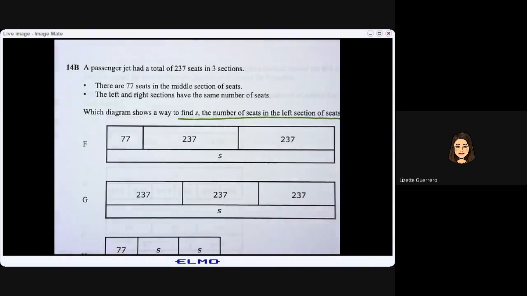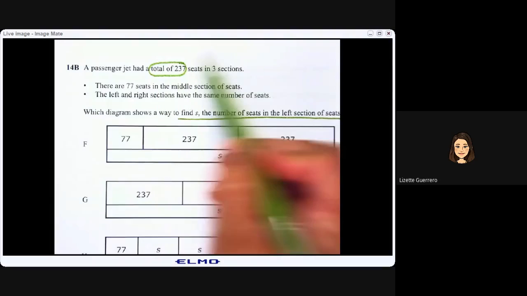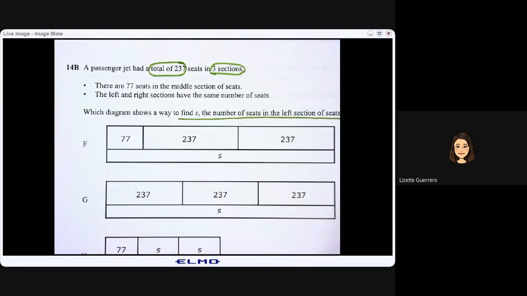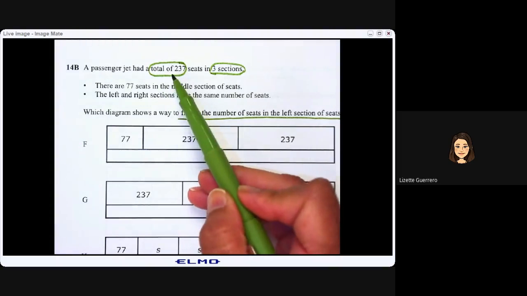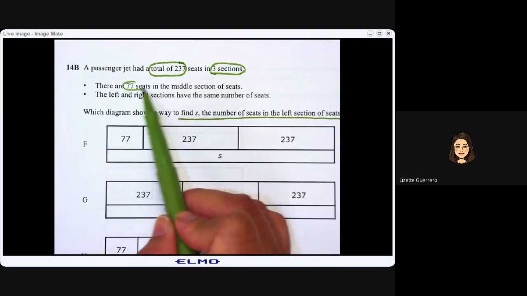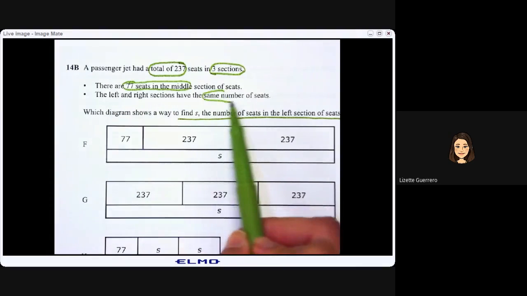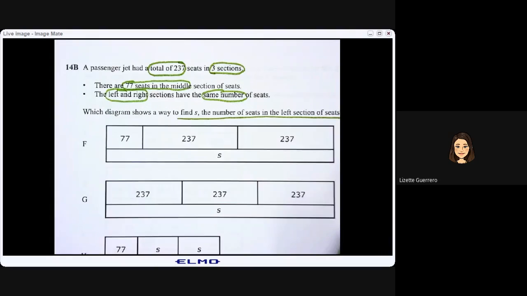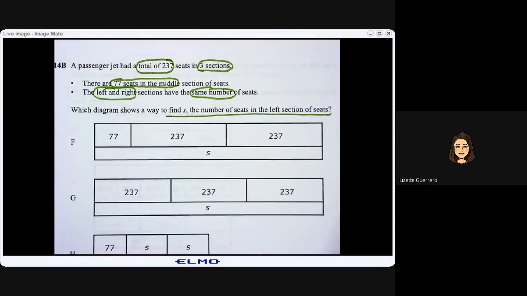So a passenger jet had a total of 237 seats in 3 sections. So we know that it's broken up into 3 sections, and there was a total of 237. There are 77 seats in the middle. The left and right have the same number. So let's look for our strip diagram that is showing us a total of 237 seats.